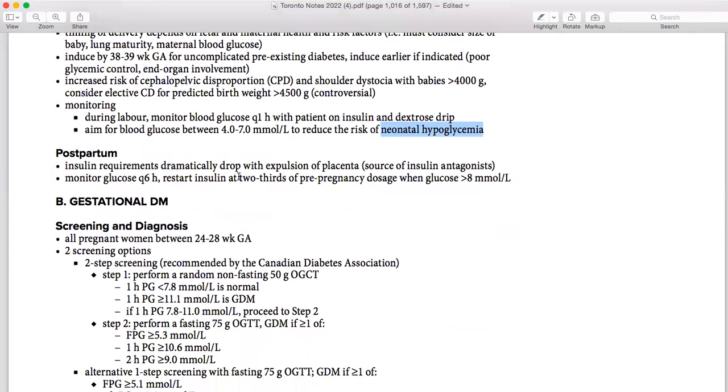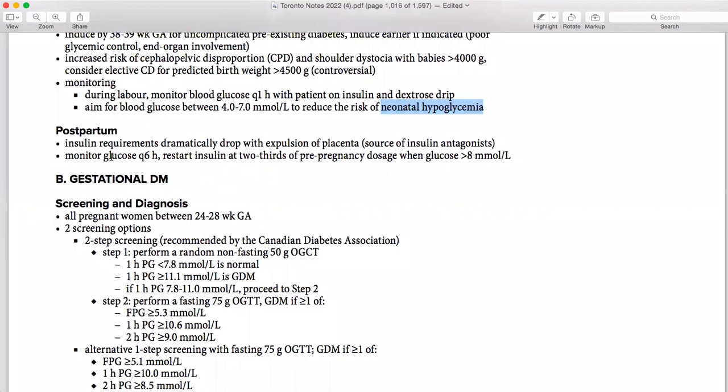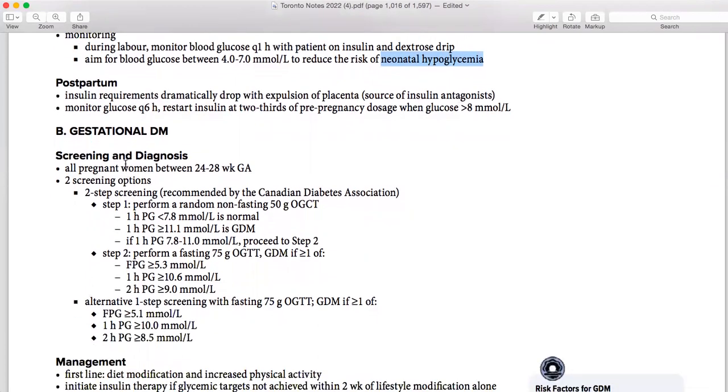Insulin requirements dramatically drop with the expulsion of the placenta. As the placenta comes out, the need for insulin decreases as well. Monitor glucose every 6 hours and restart insulin at 2/3 of the pre-pregnancy dosage if the glucose is more than 8 millimole. Then the screening, you need to remember these ones.